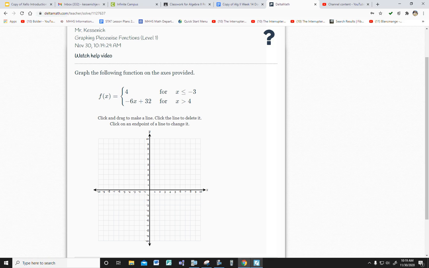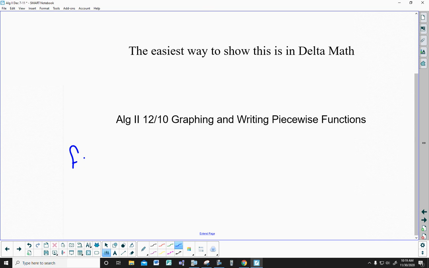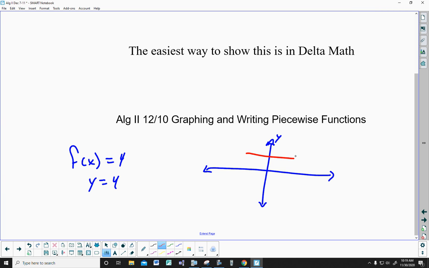So a couple reminders first. If I asked you to graph f of x is equal to 4, remember, f of x is just a fancy way of saying y. So I want you to graph y is equal to 4. Remember, if it only has the y, it's only going to cross the y. So that means it's a horizontal line at 4.